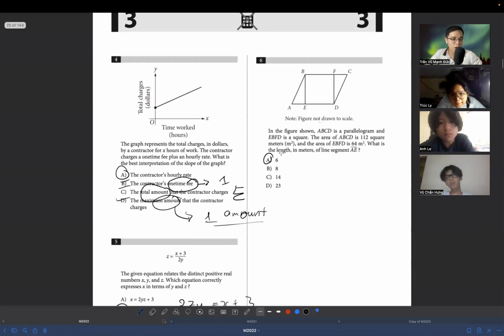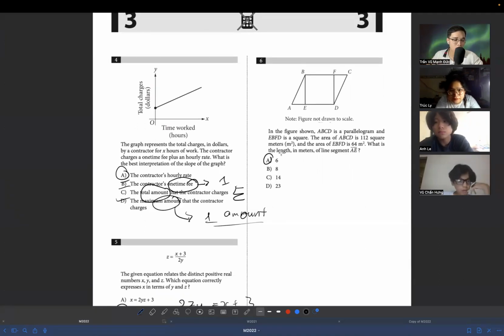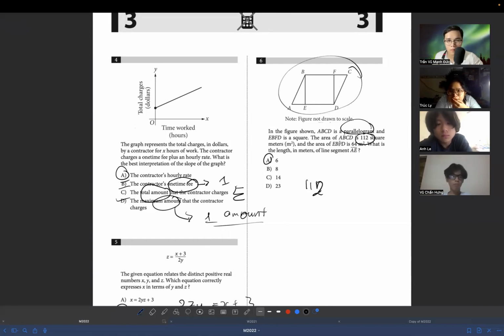Next, I'm going to have to solve this because it's a little bit tricky. Number 6 is a parallelogram, and it has an area of 112. So we have 112 as the biggest area, and you have EBFD.